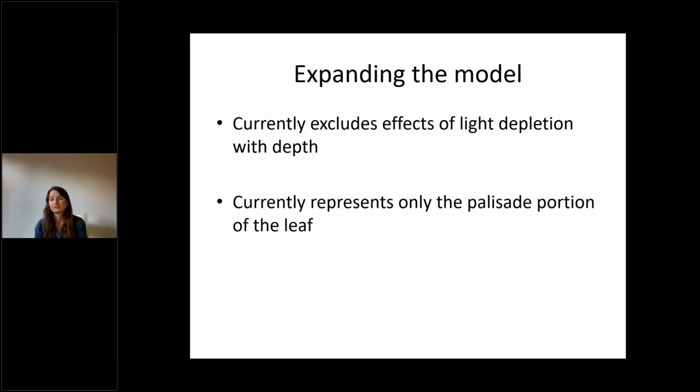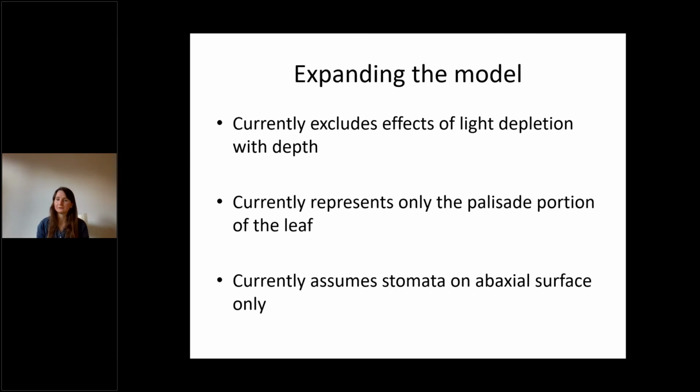Another limitation of the model in its extremely simple form is that it does only represent the palisade layer of the cell of the leaf. And one potential problem with this is that the spongy mesophyll could also be contributing to the measured CO2 assimilation that we're trying to match up with the model CO2 assimilation, although evidence does suggest that the spongy mesophyll contribution is relatively minor. But that is another area that we could try and think how to represent more effectively in the model.